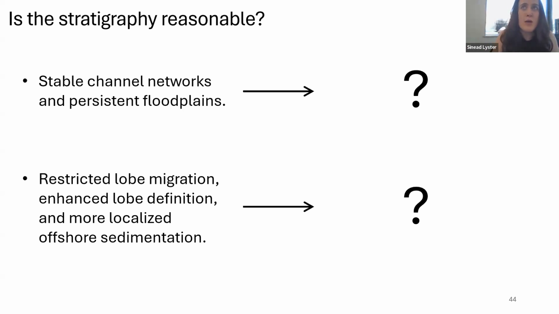So thinking about those stable channel networks and those persistent floodplains, also thinking about the idea of restricted lobe migration, enhanced lobe definition, and more localized offshore sedimentation. How do we link those processes to the products that we see? And this is how we do it.